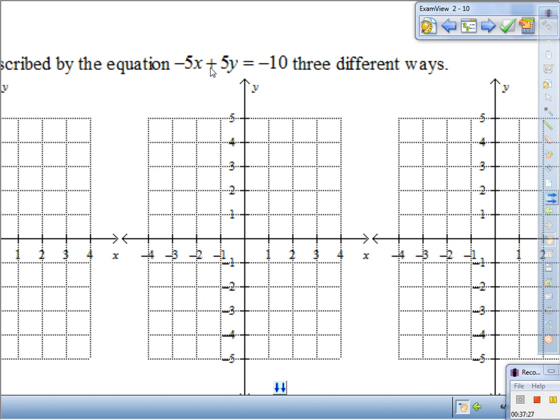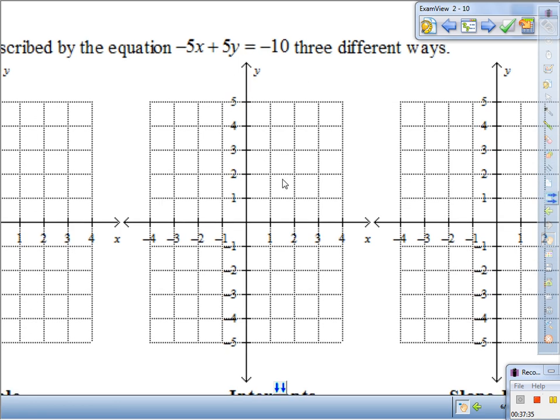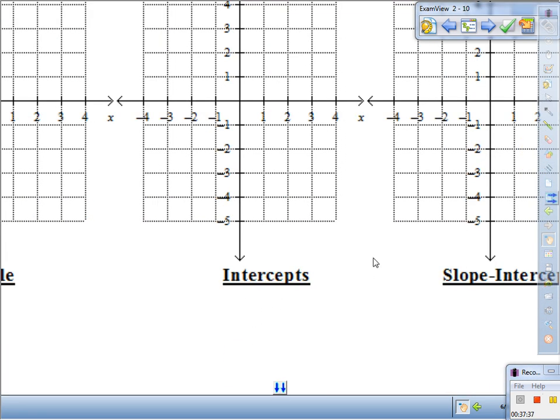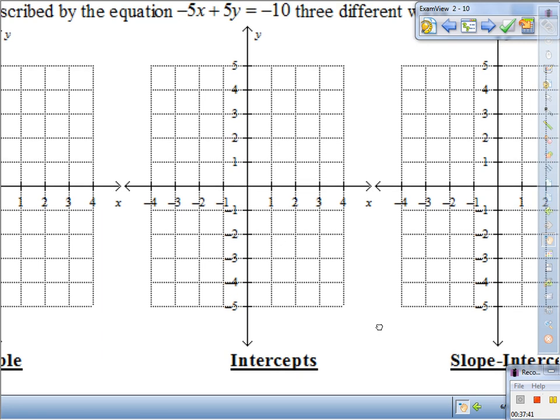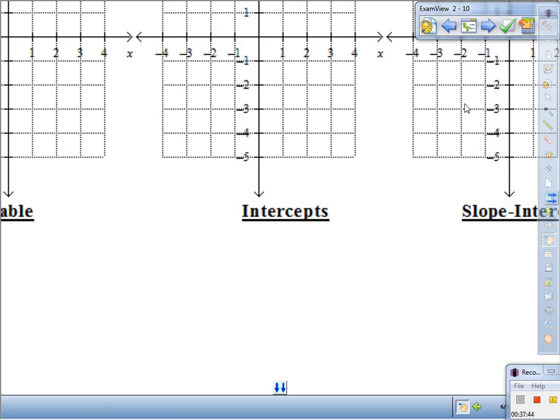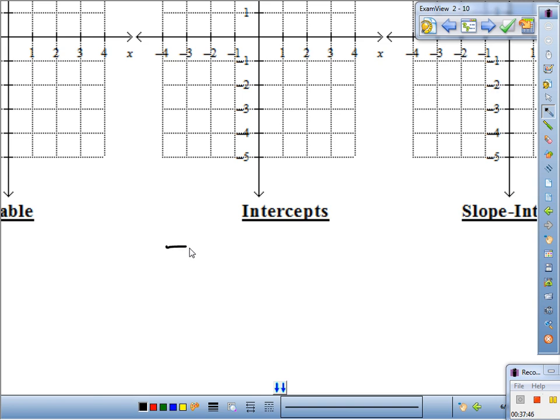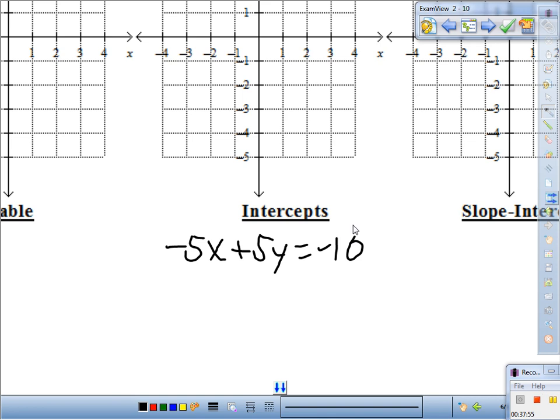By looking at it, look at it, guys. Which method could we use right away as is? Cover-up. So I want you to write this down there. Negative 5x plus 5y equals negative 10. All right. So, cover-up method.